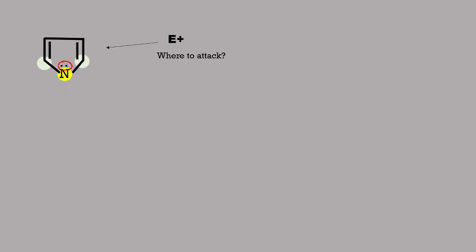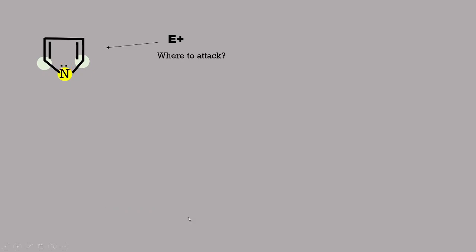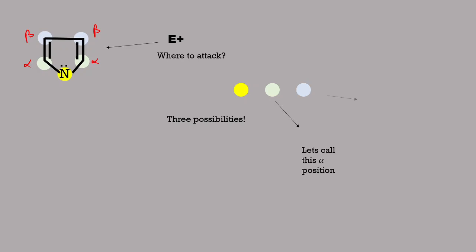Okay, then also there could be an attack at the alpha position. This position, I would like to call alpha, which is right close to the nitrogen, and then there could also be an attack on the beta position, which is right next to the alpha position. So there are 3 positions where the attack can happen, 3 possibilities, right? The green one I will call alpha, and the blue one I will call beta.